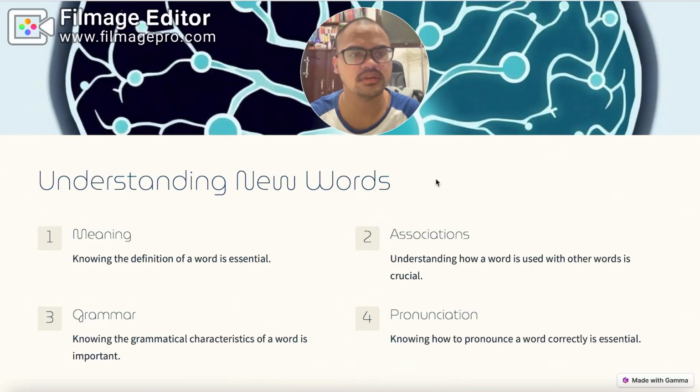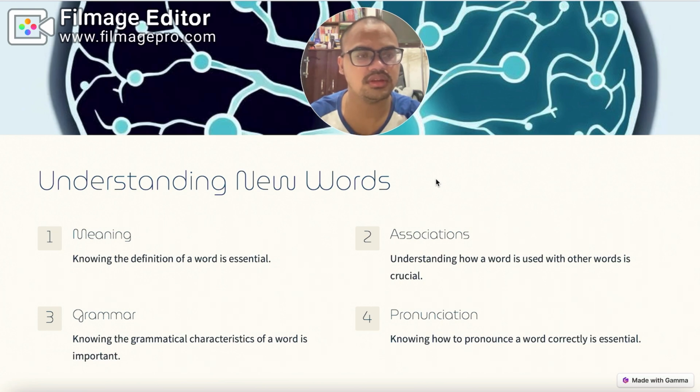Okay, so even though the vocabulary we need is not as much as what exists, it is still a lot of vocabulary. So, how are we supposed to understand any new words that we encounter? Well, to understand them, we need to figure out four things. First, the meaning. Figuring out the definition of a word is essential so that we don't accidentally or unknowingly use them wrongly and make a fool of ourselves.